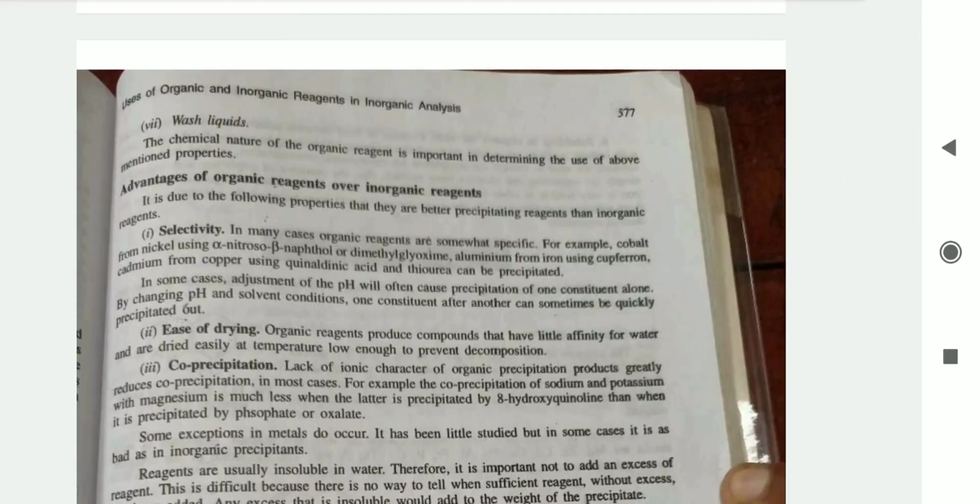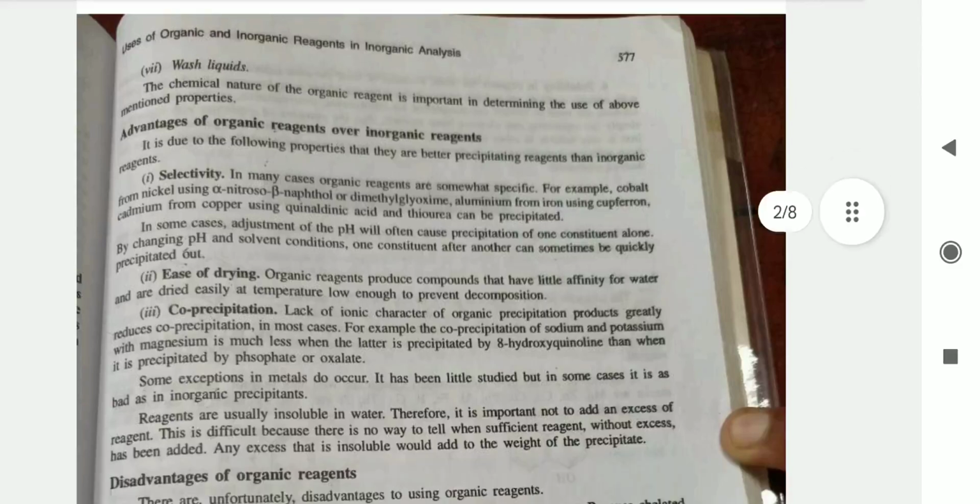Advantages of organic reagents over inorganic reagents. It is due to the following properties that they are better precipitating reagents than inorganic reagents. First, selectivity. In many cases, organic reagents are somewhat specific. For example, cobalt from nickel using alpha nitroso, beta naphthol, or dimethylglyoxime. Aluminium from iron using cupferron, cadmium from copper using quinaldinic acid, and thiourea can be precipitated.